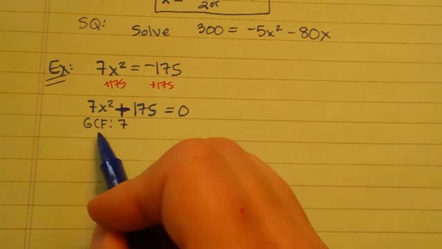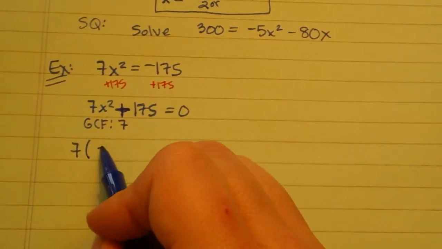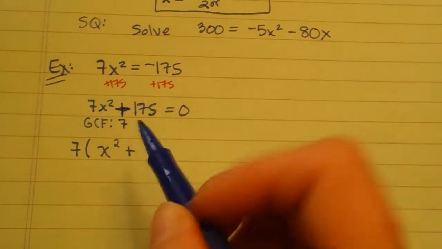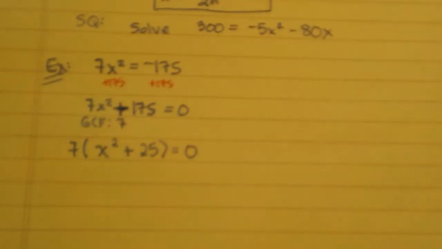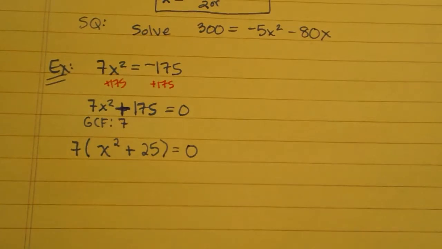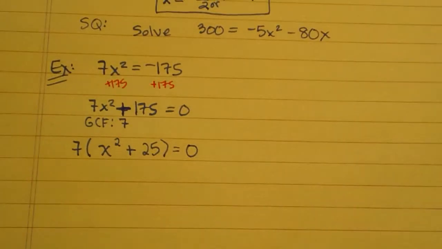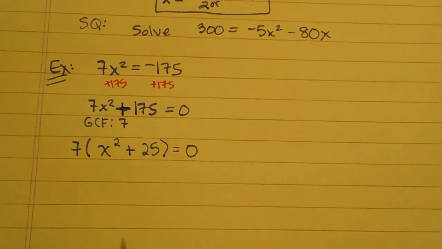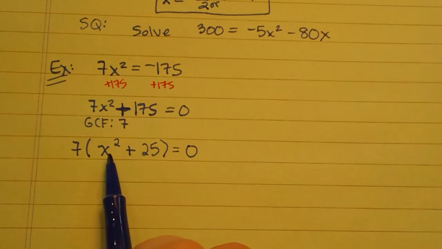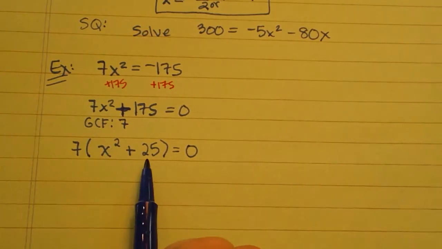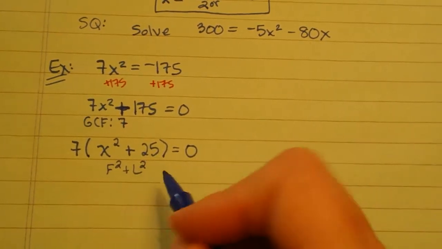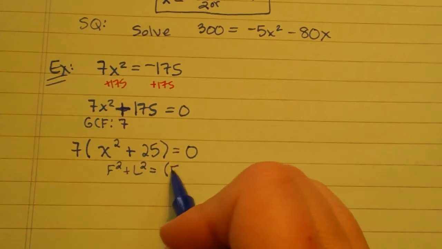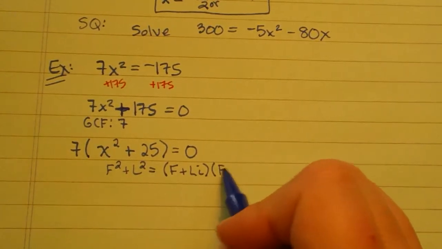175 is divisible by 7, so we will factor out a 7, and that will leave us x squared plus 25 equals 0. We want to look at the structure of this quadratic binomial. Since it is a binomial, we really have 4 choices. We have sum of squares, difference of squares, sum of cubes, or difference of cubes. Since it's addition, I know it has to be sum, and this term x squared is a perfect square. This term 25 is a perfect square. So it is f squared plus l squared, which factors into f plus li times f minus li.